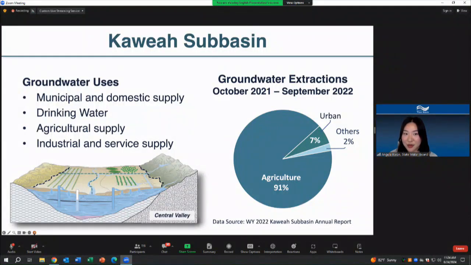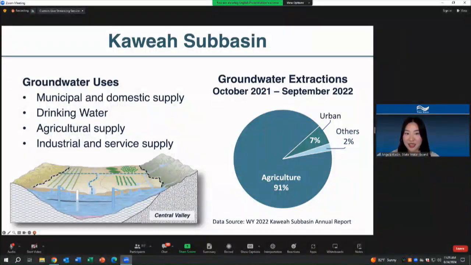In the Kaweah subbasin, groundwater is a critical resource for agriculture in particular. In the water year 2022, which spans from October 2021 to September 2022, 91% of groundwater that was extracted was used by the agriculture industry, while 7% was used for urban use, and 2% of the pumped groundwater was used for other purposes. These extraction numbers were reported by the groundwater sustainability agencies in their 2022 annual report.